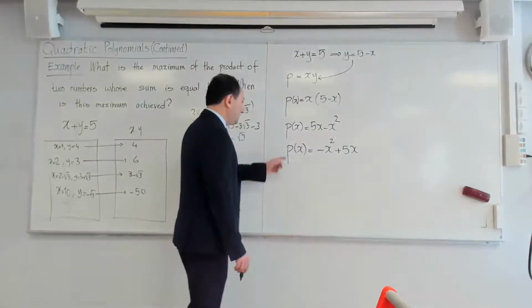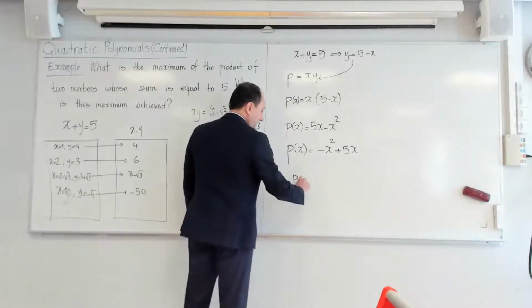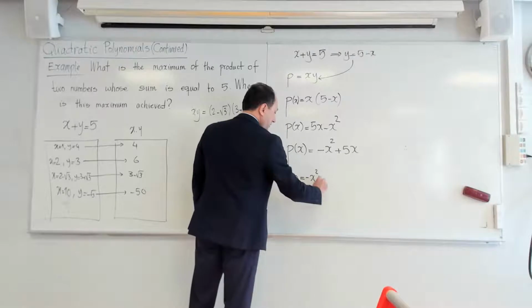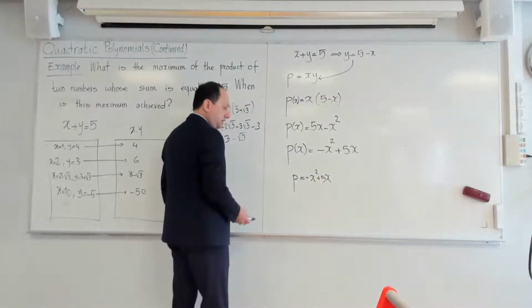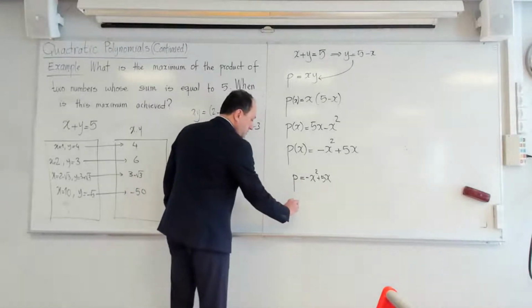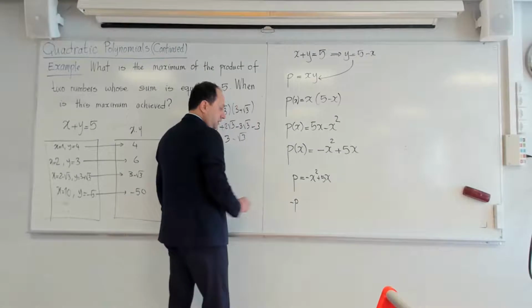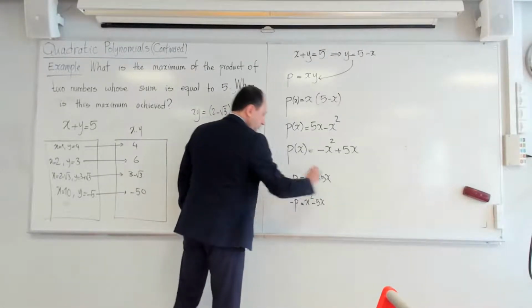What should I do here? So instead of P of x, let me just simply write P, and then I have a negative sign here. Do you remember what we are supposed to do? First of all, we need to get rid of this negative sign. So I have to divide everything by minus 1. If I divide this, it becomes minus P. And then on the right-hand side, I will have x squared minus 5x.